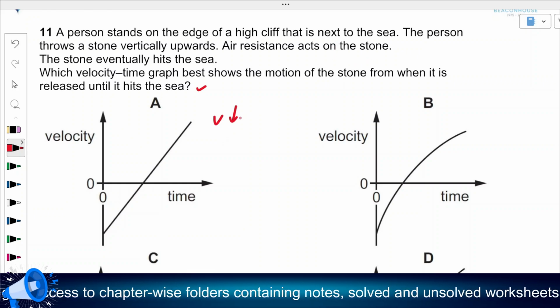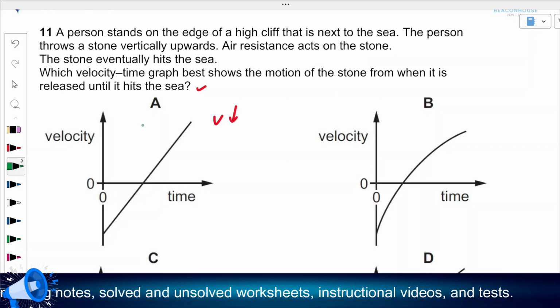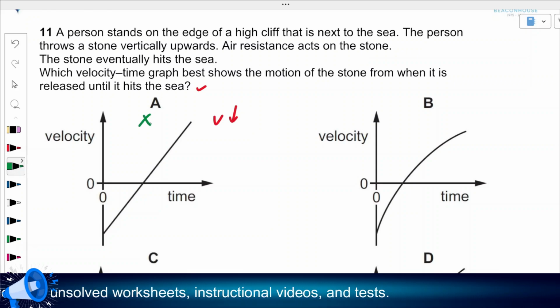The air resistance also acts on the stone. So the acceleration is not uniform. So A is not considered. And also the stone eventually hits the sea. Now, two things. You would be able to solve within seconds if you try to do it smartly.